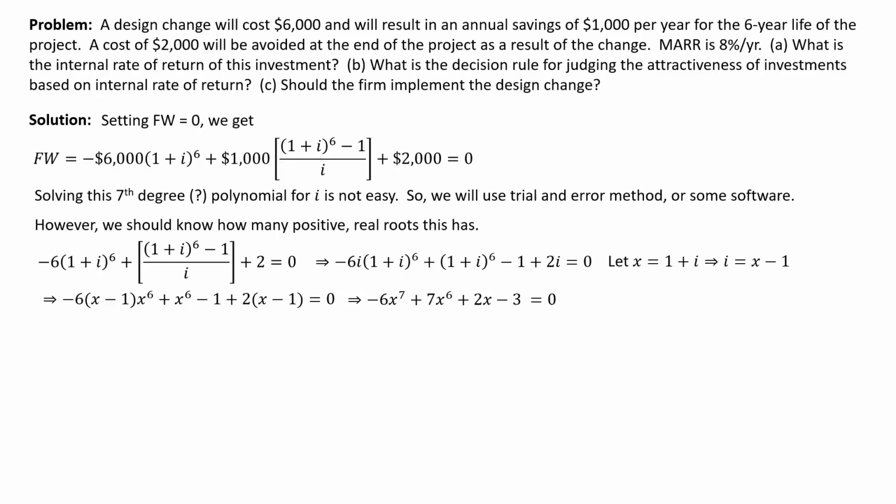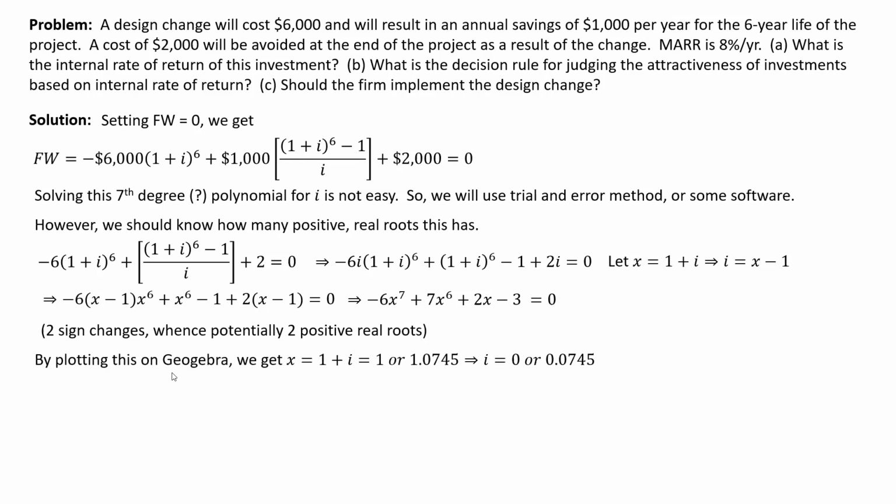Good, let's ask ourselves about sign changes. How many positive roots could it potentially have? There's a negative to positive, one sign change, positive to positive, zero. So there is still one change, but again, positive to negative. So there are two changes. Aha. So this has two changes, so potentially could have two positive real roots. Hmm, good. So let's be careful.